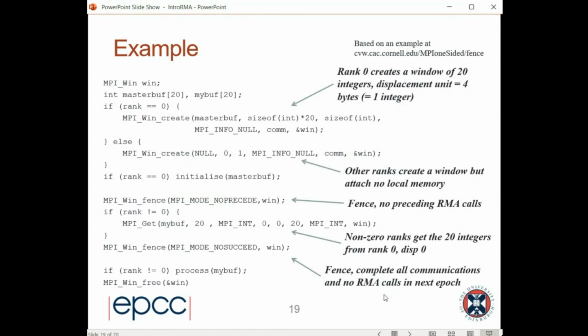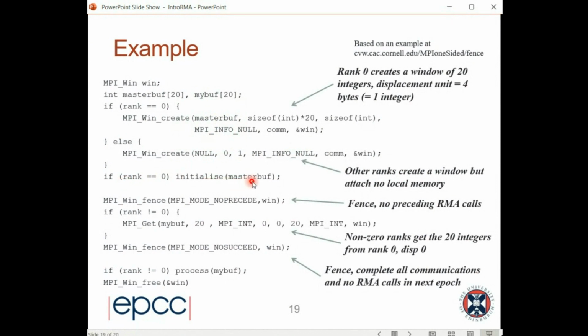So the data will be initialized on rank 0, and all the other ranks will read it with an MPI_Get. So we have a master buff of size 20, which is on the master. Everyone has their own buff here. So if I'm rank 0, we all create the window, MPI_Win_create, but the only actual valid entry is master buff. It's 80 bytes long, and the displacement unit is the size of the int, which is 4. All the other ranks contribute no memory, but they still get hold of the window. So this window only has data that's valid on rank 0.